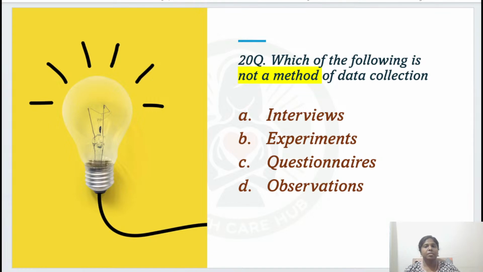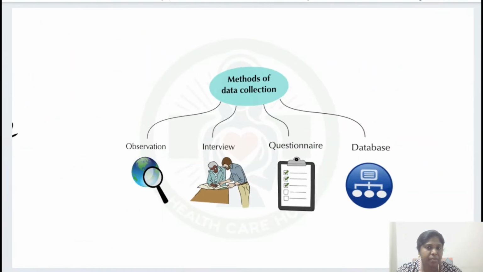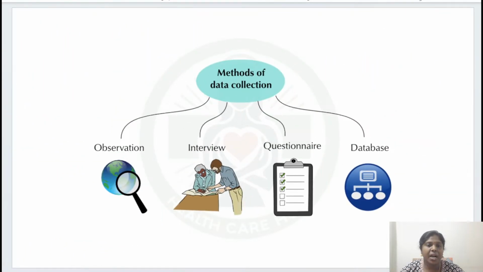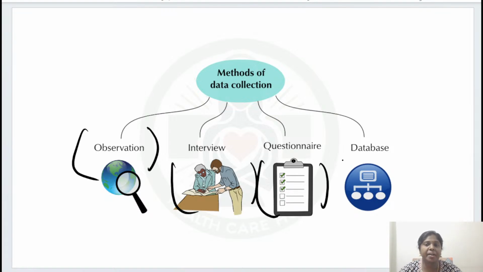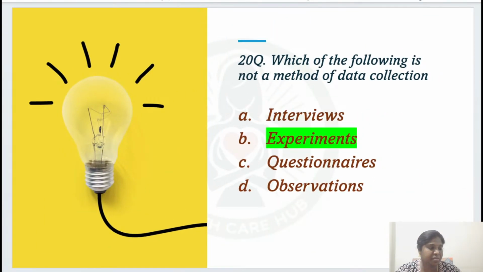20, not 12, 20. So which of the following is not a method? So 20B, experiment, okay. So Nandu is saying B. Pavitra is also saying B. If you look at the methods of data collection, observation, interview, questionnaire method, and database method are the methods of data collection. And as Nandu and Pavitra said, the answer is experiments is not a method of data collection. Excellent, very, very good.